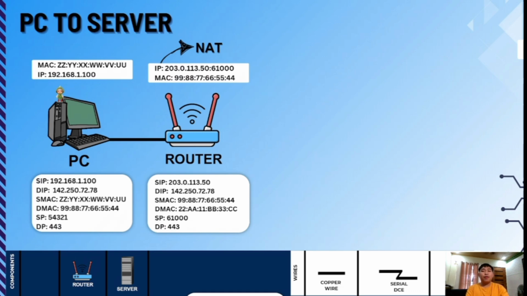The updated packet now contains the source IP, or the SIP, 203.0.113.50, which is the public IP from NAT. The destination IP, or the DIP, is now 142.250.72.78, which is the server's IP address. The source MAC, or the SMAC, is 998877665544, which is the router's MAC address. The destination MAC, or the DMAC, is 22AA11BB33CC, which is the next router's MAC address. The source port, or the SP, is 61000 and the destination port, or the DP, is 443.